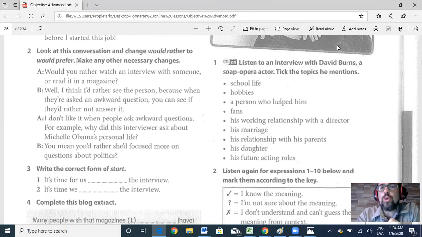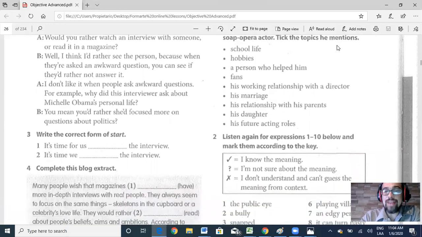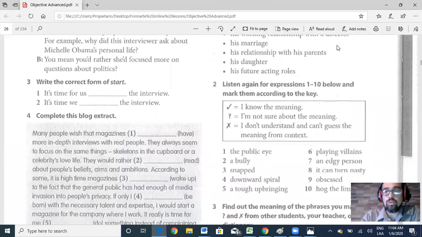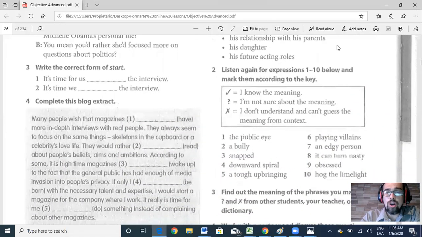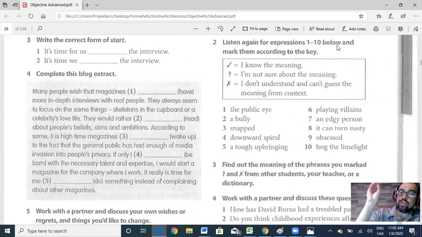So it says here, listen to an interview with David Burns, a soap opera actor. Tick the topics he mentioned. So just listen to him and tick what he mentions, okay? Then it says, listen again for expressions 1 to 10 below and mark them according to the key. So when you listen to these expressions, a public eye, a bully, a snap, tick them. If you know them, you just do the tick. If you know the meaning, if you're not sure, put a question mark. And if you don't understand at all, an X, okay?